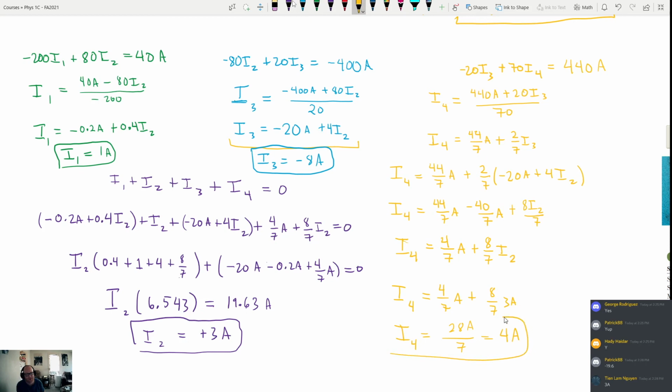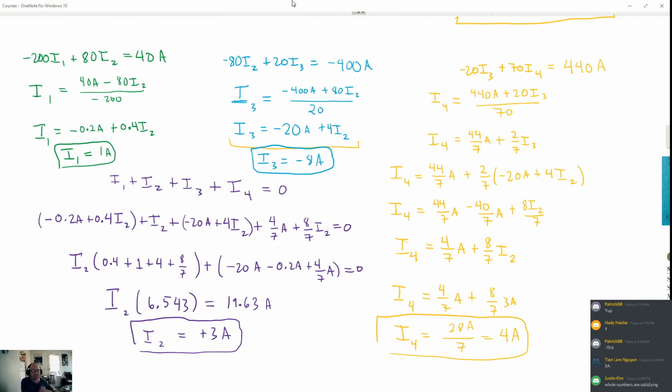Takes a little bit of work, right? But those are our answers. 1, positive 3, negative 8, and positive 4. Those are our answers. Yeah, whole numbers are satisfying. That's what happens when you take problems from textbooks, though, right? They work out like this.